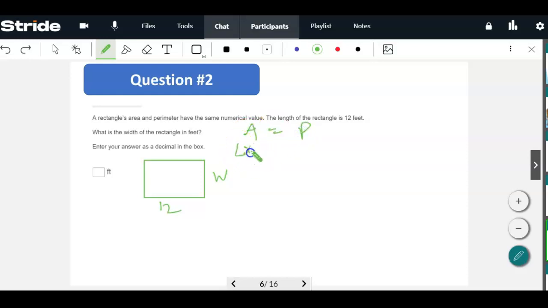Remember, area is length times width. Perimeter, you add all the sides, so you do twice the width plus twice the length. Substitute in what we know. We know the L is 12, so we could write that as 12W. And then we could do this side is, we still have the 2W, and then we have to do 2 times L, which is going to be 24.